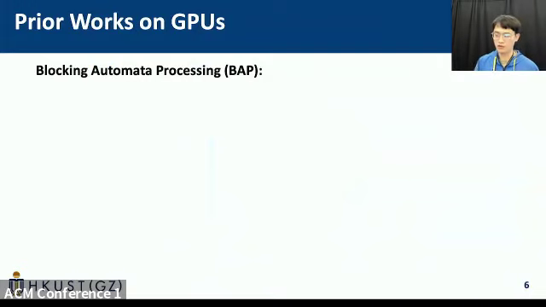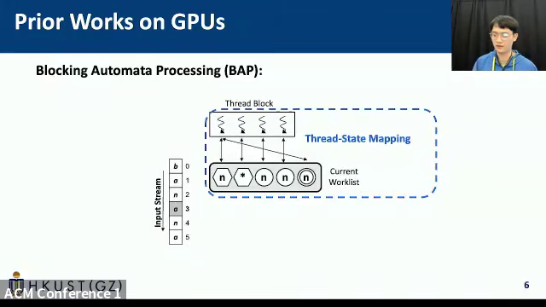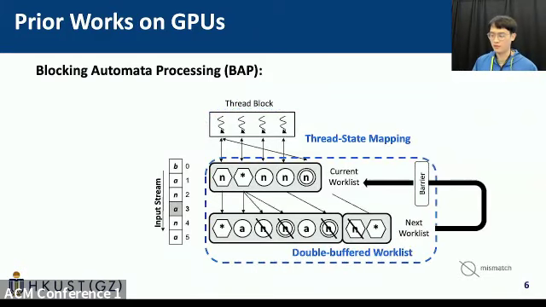Previous work typically uses a data-driven approach to enhance GPU utilization. They first assign the states to threads and then do the expanding and matching. The matched states will be stored in another worklist, which will be used in the next iteration. So the prior works use a double-buffer worklist to distribute and balance the work.